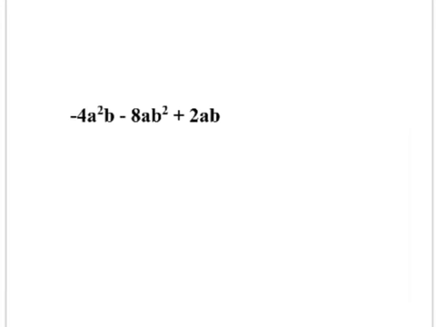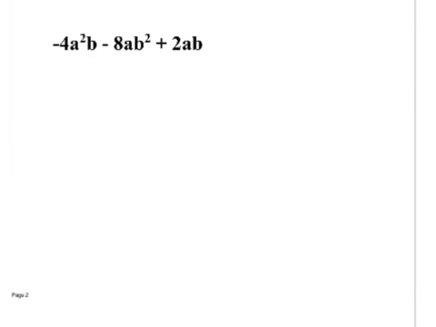Write this down. Negative 4a squared b minus 8ab squared plus 2ab. So what I need to do is I need to find the GCF of each of these terms.